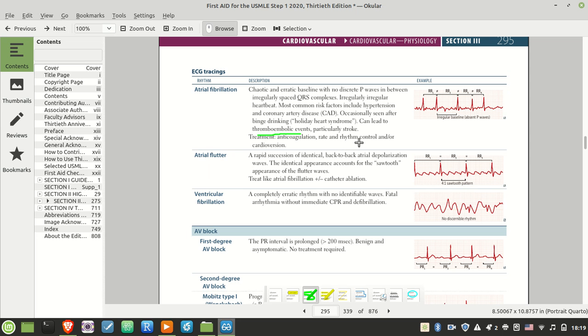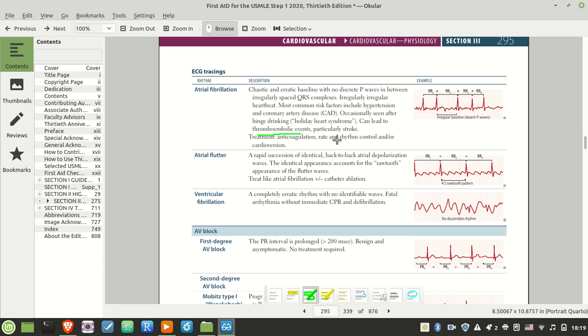You can do rate or rhythm control, and the choice of rate versus rhythm control is not a step 1 question. It's not a step 2 question. It's a step 3 question. And it's something you're going to do all the time as an intern and for the rest of your career. But so anticoagulation, rate or rhythm control, and then cardioversion.